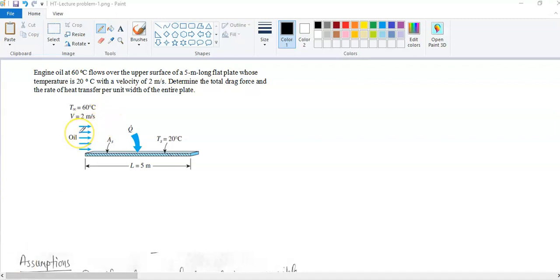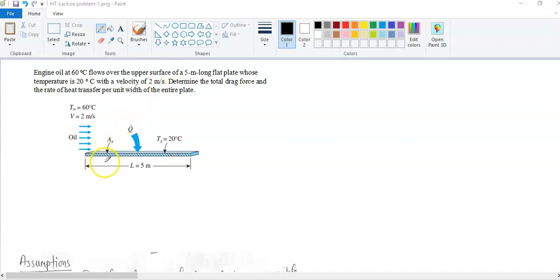This is the first question of today's lecture. Let's read the question at first. So, engine oil at 60 degrees centigrade temperature flows over the upper surface of a 5 meter long flat plate.